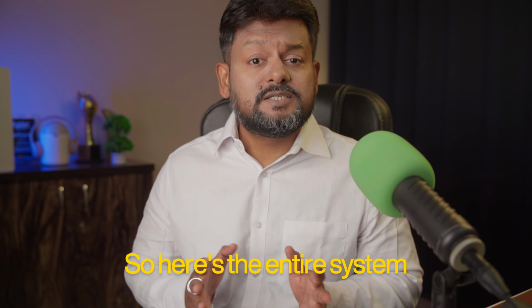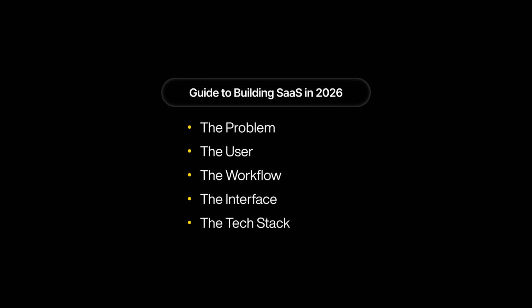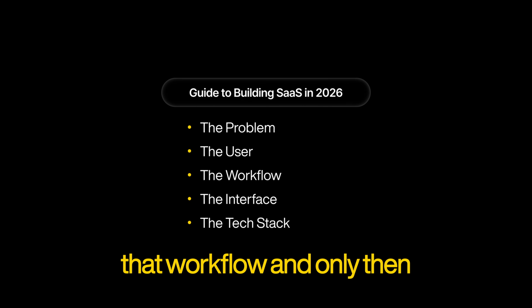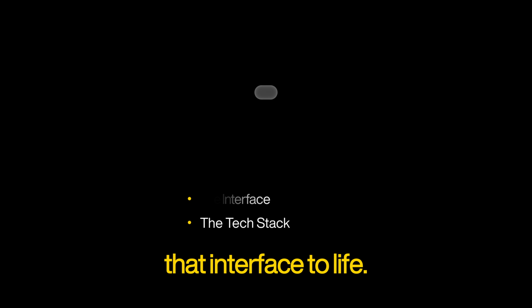So here's the entire system in one clean line. Find a painful, recurring, measurable problem. Identify exactly who suffers from it. Map their current workflow in detail, design an interface that fits that workflow, and only then choose the tech that brings that interface to life.